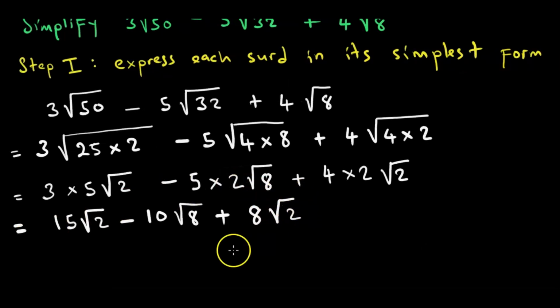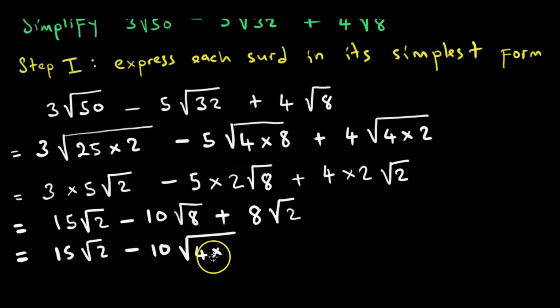We did the same here. What about here? The square root of 8, we can have a hint here, and we simplified it. And we know that 4 times 2 is equal to 8, of which 4 is a perfect square. So we are going to further simplify. This is 15 the square root of 2 minus 10 multiplying what? 4 times 2, plus 8 the square root of 2.